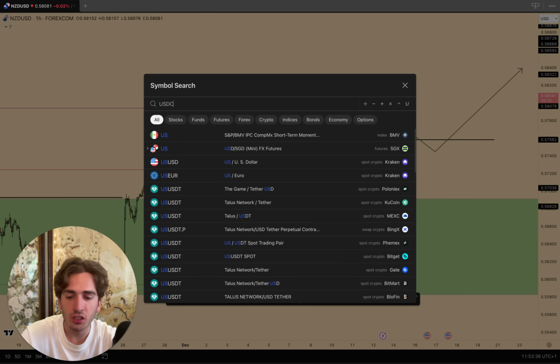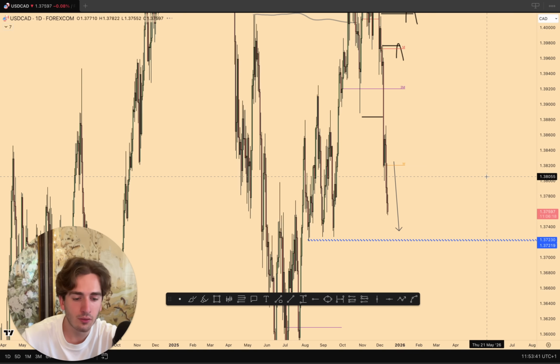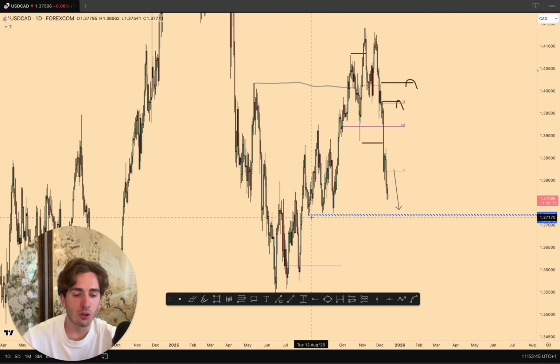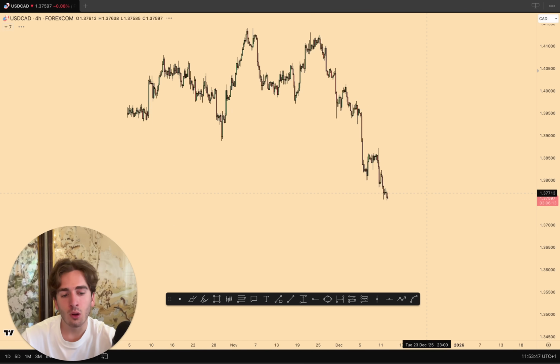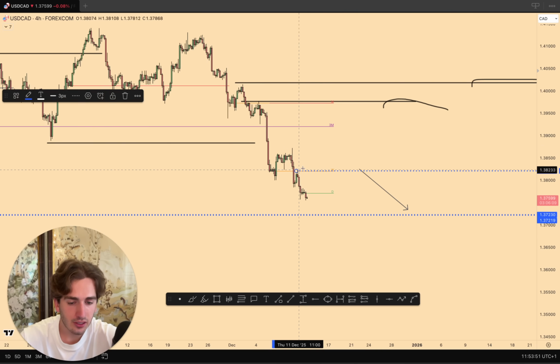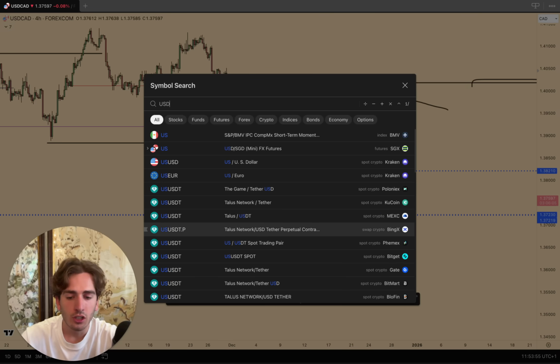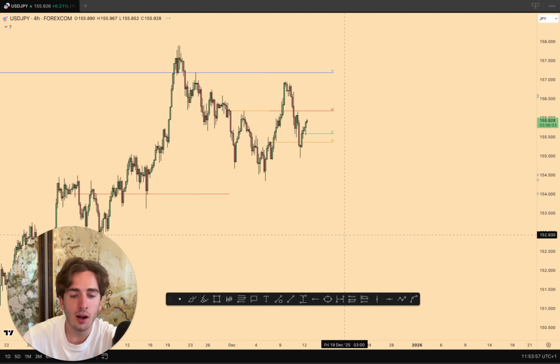Then we have, of course, the USD pairs. So USDCAD has continued to sell off, still looking for further sell-offs towards the equal lows, which are positioned here on the blue dotted line. So not looking for longs, just looking for shorts. And then obviously we have liquidity, let's say, on this high here. So if we were to take out that high again, then we could look for another short.